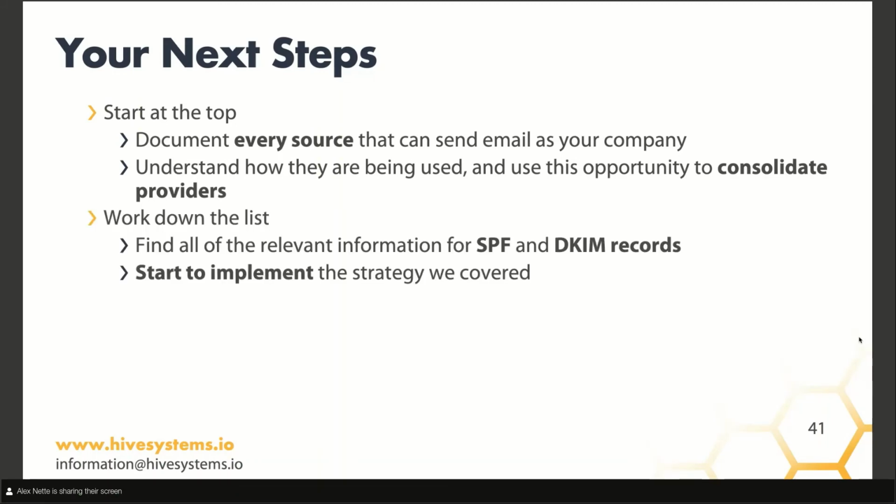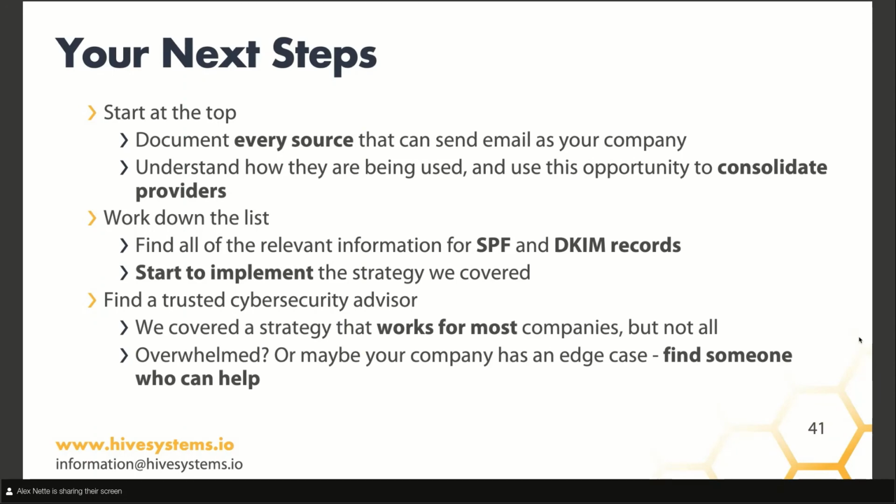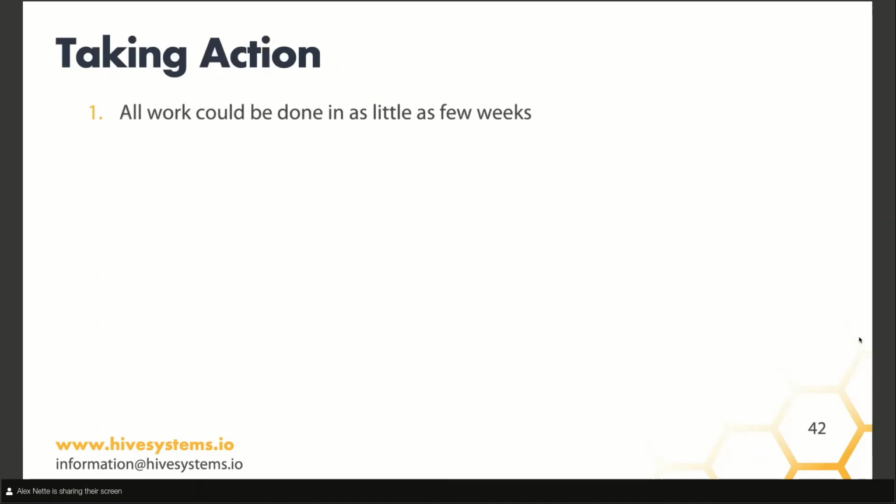Work down that list. Find all of the relevant information for SPF and DKIM records. Start to implement that strategy that we covered. And find a trusted cybersecurity advisor. We covered a strategy that will work for most companies, but not all. And so if you're overwhelmed or maybe your company has an edge case, find someone who can help. Don't go this alone and don't potentially make it so that you can't deliver any emails from your company.